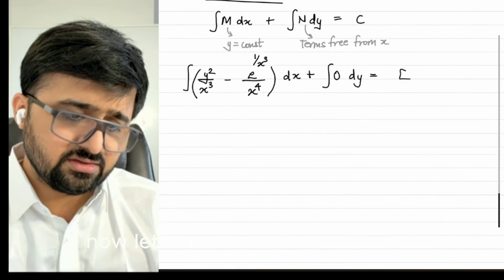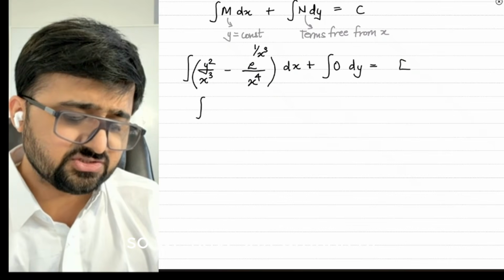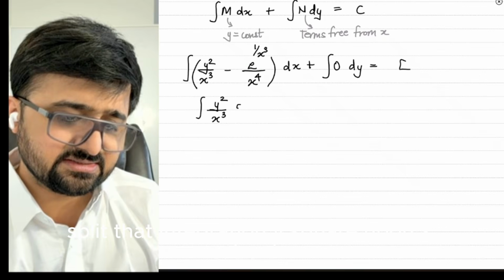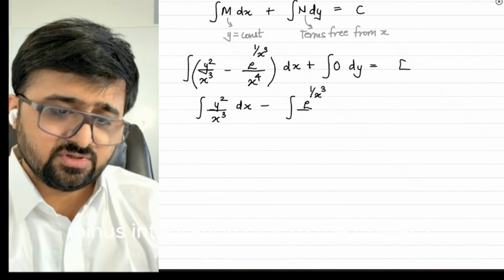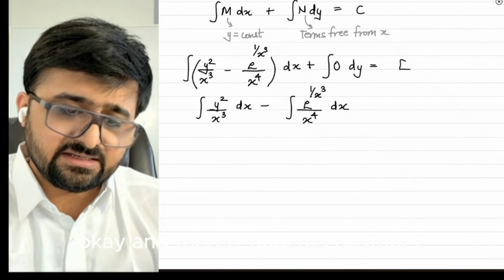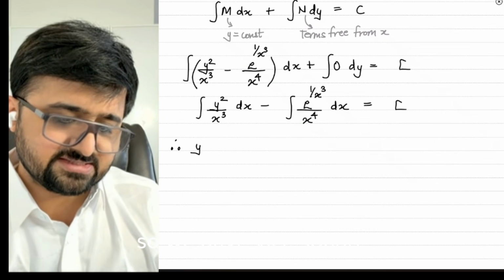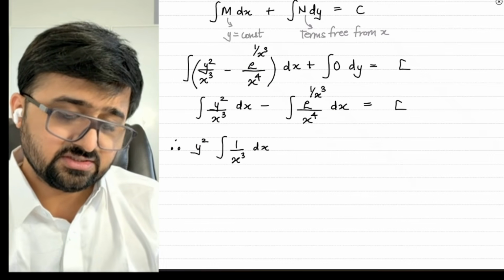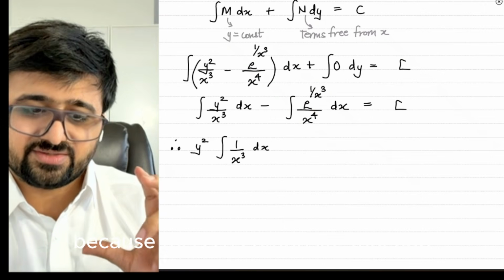Now let's try to solve that integral. Remember, in the first integral, we treat y as constant. So we have the integration of, split that integration, y square upon x cube dx minus the integration of e to the power 1 upon x cube divided by x to the power 4 dx. And this is equal to constant c. So therefore, y is constant. So we have y square integration of 1 over x cube dx.